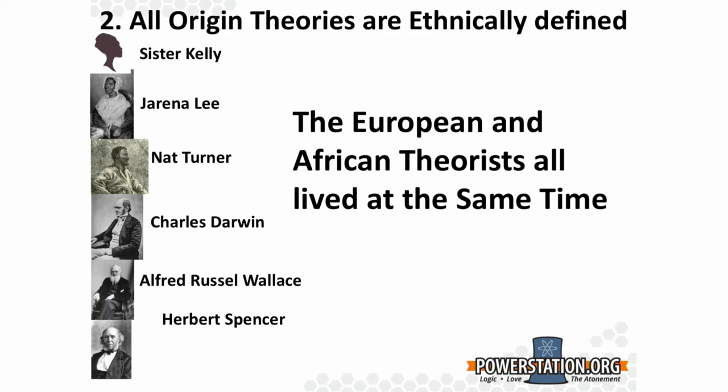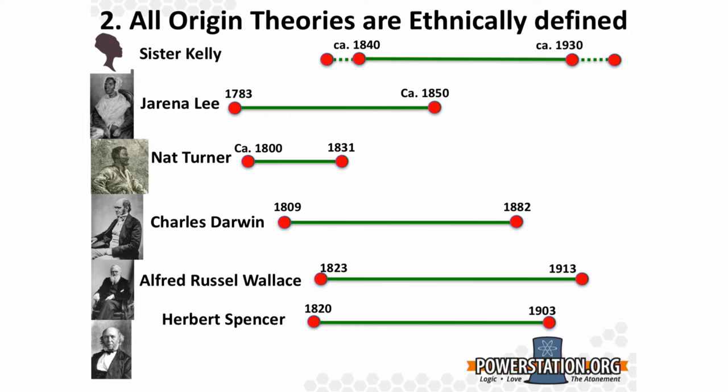The European and African theorists all lived at the very same time, and I think that this is amazing. The only one we're not sure of is Sister Kelly. We're not sure when she was born, but if we can just push her back a little bit, they all would have been alive at the same time, these major theorists of origins. Most of the time, we only know the names of the white European theorists. Most people don't know the names of the black liberation fighters, but they are important.